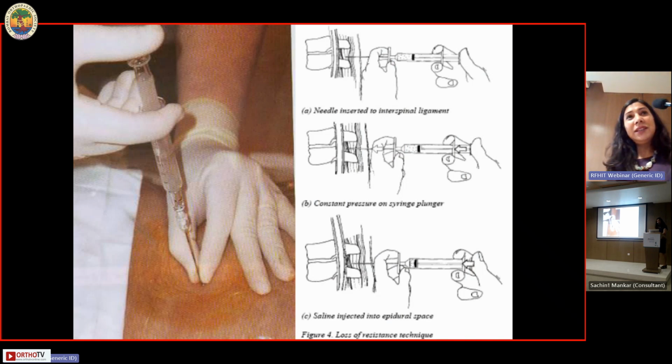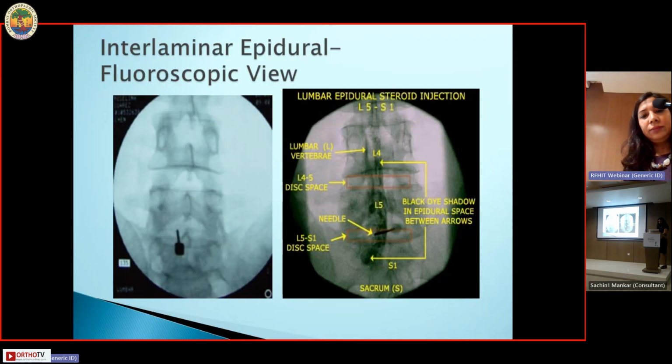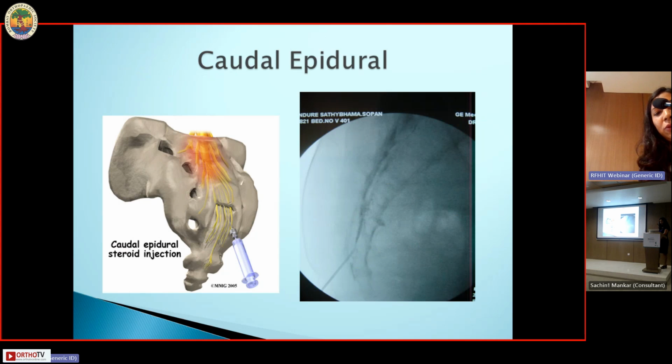This is the interlaminar epidural. It's restricted for certain cases, but if you know it, it's a good thing to know. There are some studies to say now that if you are in the lateral recess, ipsilaterally, the dye spread is quite good and it does go into the anterior epidural space. But we always follow that the drug will follow the path of least resistance, so we usually do transforaminal epidurals wherever possible.